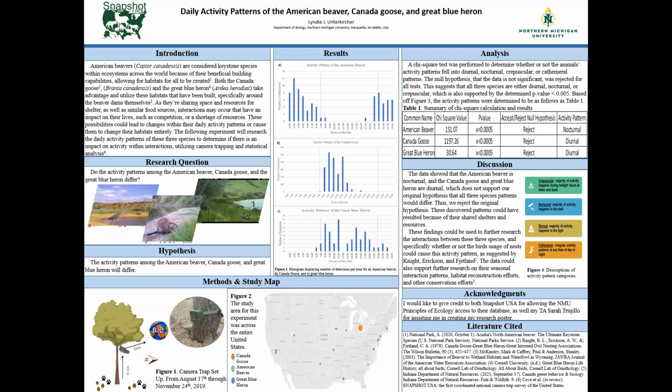These results could be further used to study these three species-specific interactions and whether or not the shared shelter resource causes these interactions. The data could also support further research on their seasonal interaction patterns, habitat reconstruction efforts, and other conservation efforts.